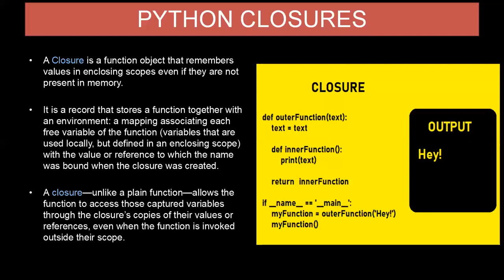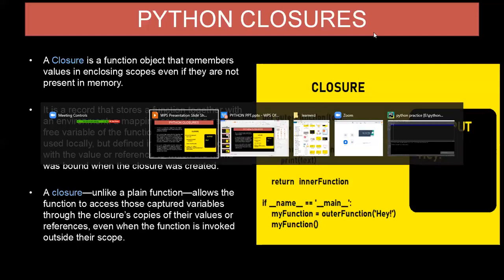Actually, Python closures are used for hiding data. So we create a function outside, and in that we create another function. We will call it the inner function, and in that we can hide the data. You can say private data. We can create private data. So this is about closures. You can read all this stuff, and you can just try the example.